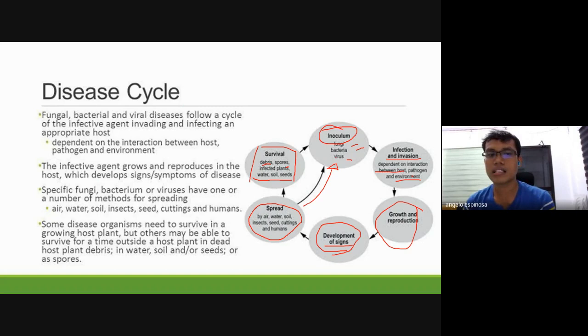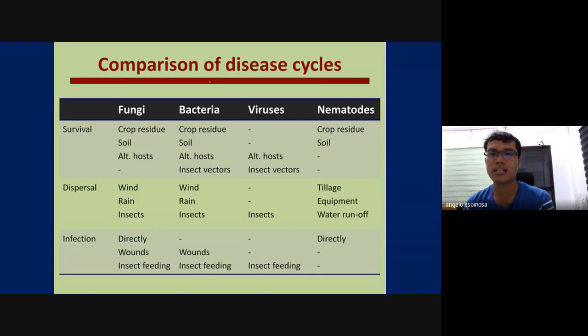Now, what is the comparison of disease cycles? So we have fungi, bacteria, viruses, and nematodes. So dito lang naman tayo mag-iikot. Di ba nag-discuss na tayo ng molecules and then viroids. So pahapyaw lang. When it comes to the survival, the fungi, it can survive through crop residue, soil, or alternative host. And for bacteria also, crop residue, soil, alternative host, or via insect vectors, nagkakaroon ng possibility ng long survivability. Okay, and then we have viruses.